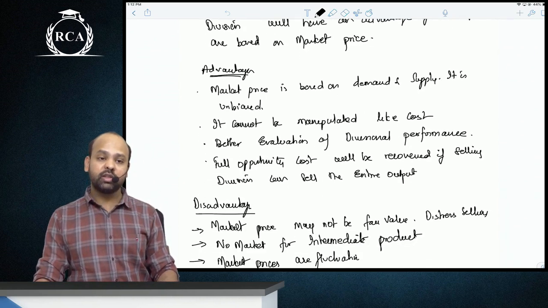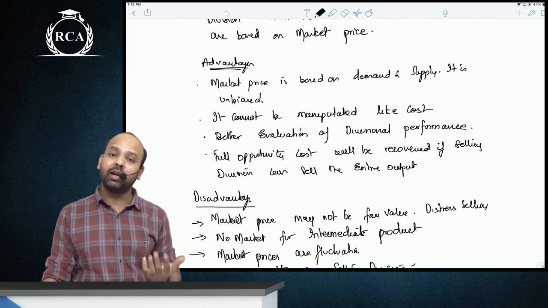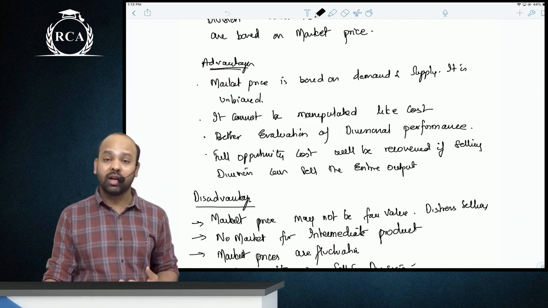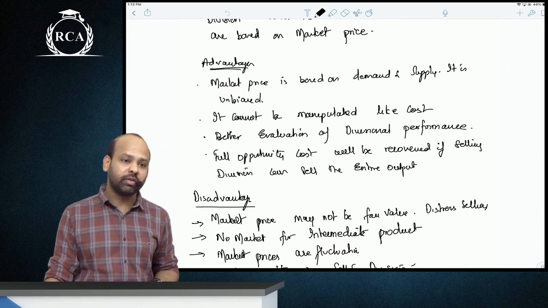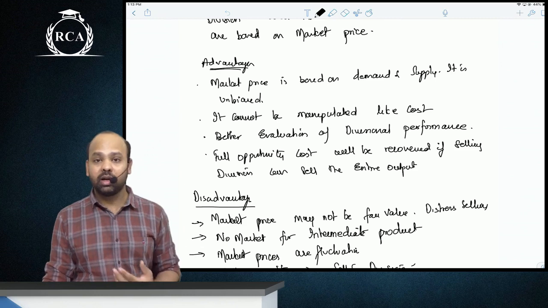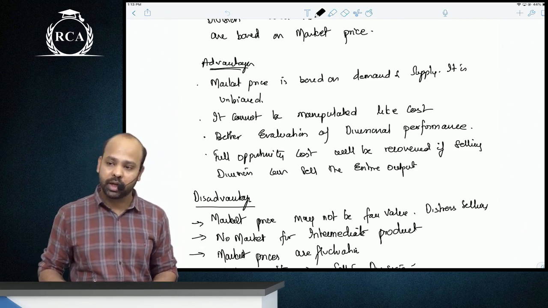What are the advantages of the market-based transfer pricing system? The market price is based on demand and supply factors. It is not something that you can influence, so this will result in a proper fixation of transfer price. You will be able to better evaluate the performance of the divisions. And if the divisions have an external demand for that product, full opportunity cost is already being incorporated.